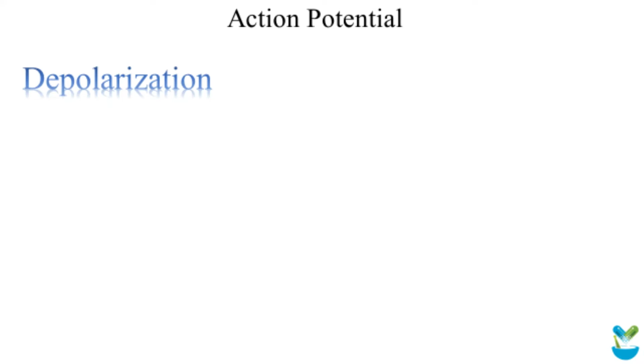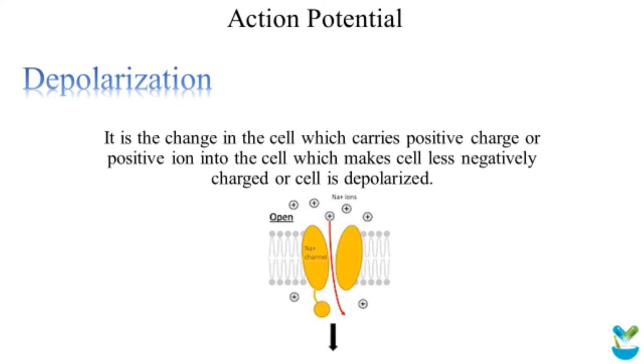Before I start the explanation of the action potential graph, I would like to briefly explain two terms that would be very helpful in understanding the graph. First is depolarization, which means inward current. It is the change in the cell which carries positive charge or positive ions into the cell, which makes the cell less negatively charged, and the cell is depolarized.